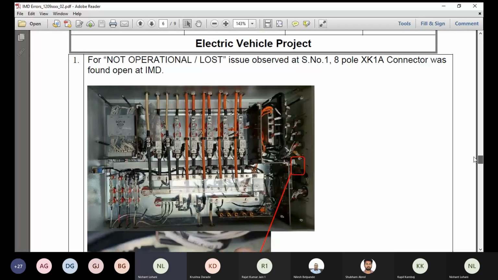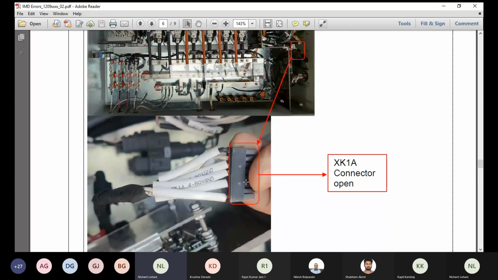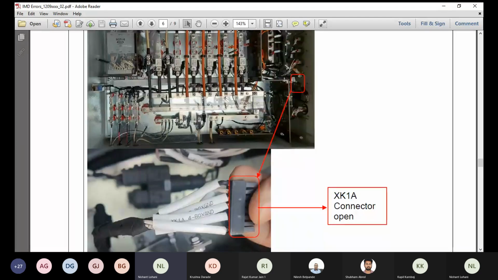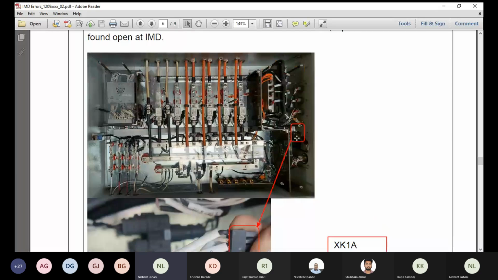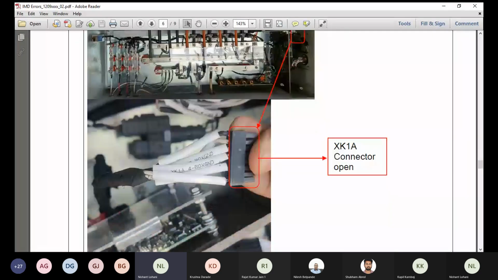See here inside the PDU, there is a low voltage LV connector. If this LV connector is open, then this kind of fault can come, that it is not operational. In such a case, we have to check all the LV connections properly, and also all the interconnections coming through this LV connection.